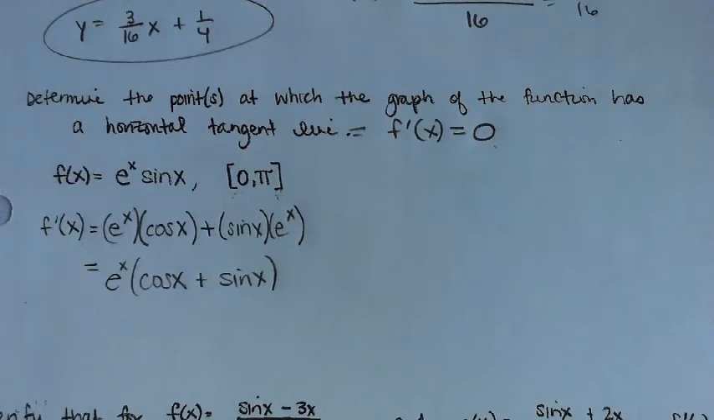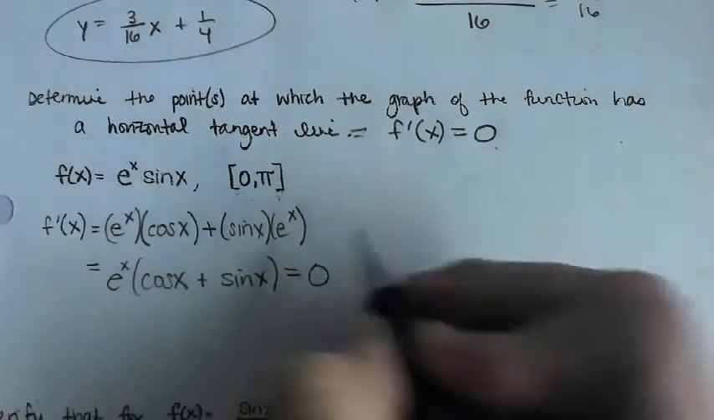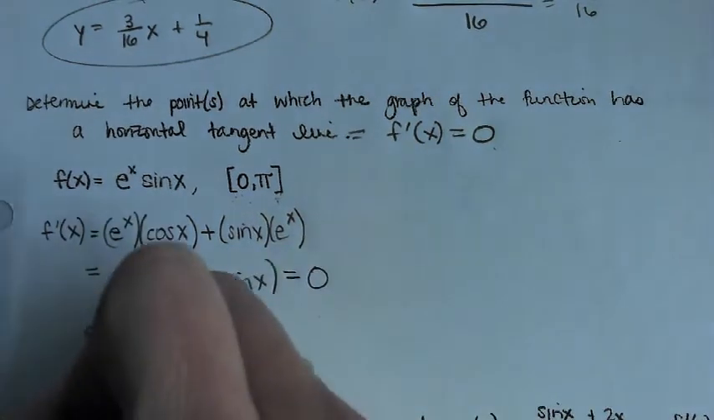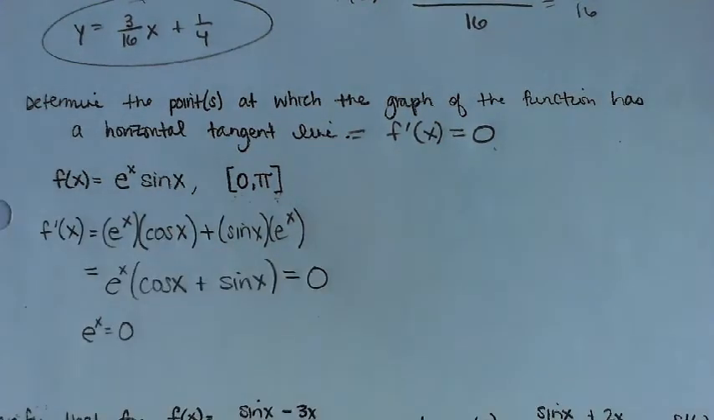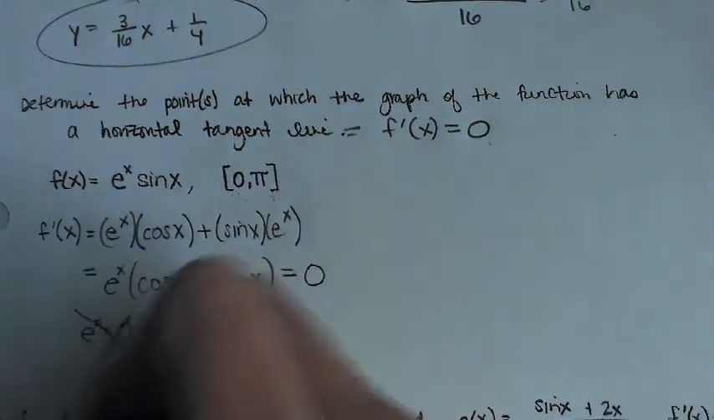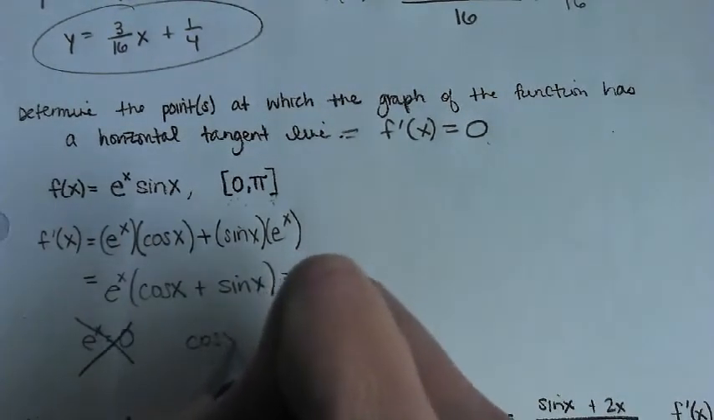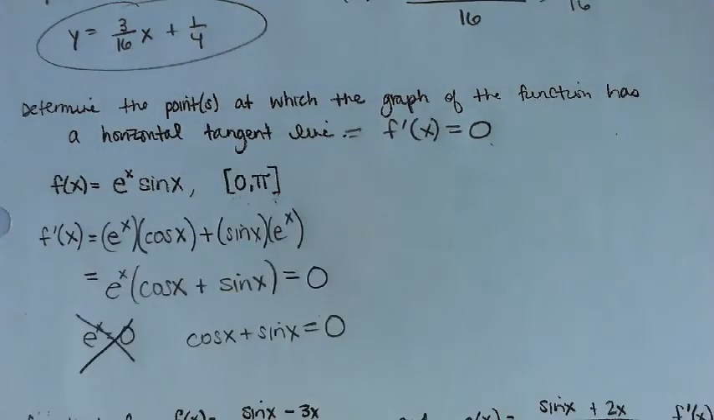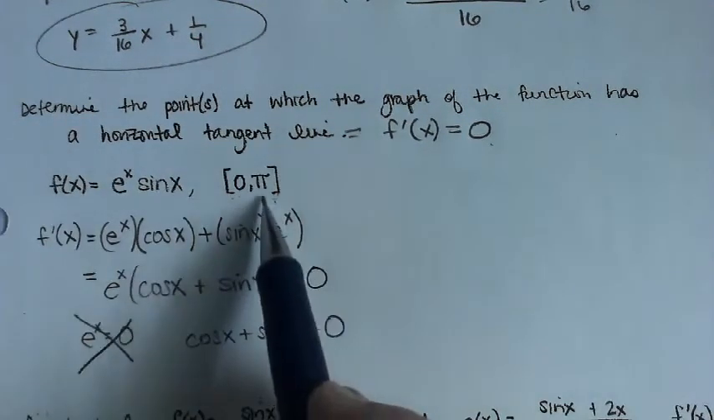And that is helpful because I'm looking for where this derivative equals 0. So essentially when I set it equal to 0, the fact that I factored it out now allows me to use my zero product property, teeing it up, right? So either e to the x equals 0, which happens never, or the cosine of x plus the sine of x equals 0. Only on the interval from 0 to pi.